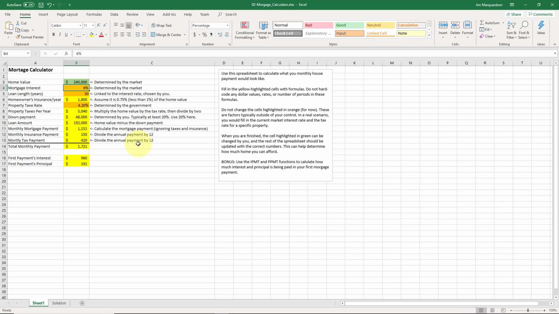So we used functions throughout here and cell references to do these calculations. Now we can change this. Let's say $240,000 is just out of my budget. Now I can start playing around once I have the spreadsheet created. What if I find a house that's good for me and my family for $180,000? All of a sudden my payment goes down from $1,700 to $1,291.